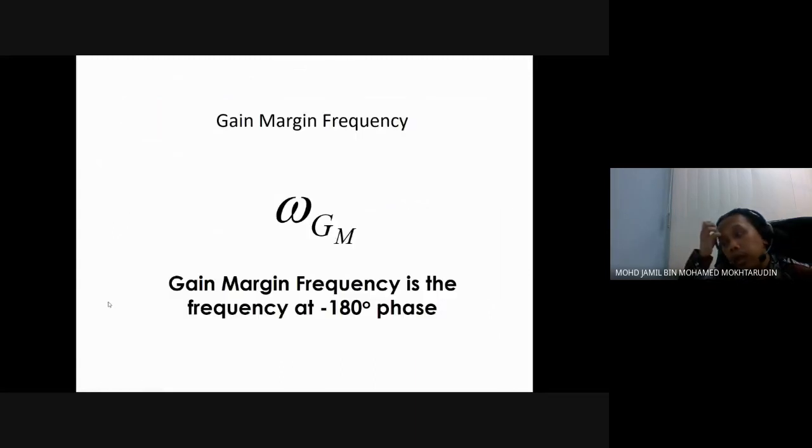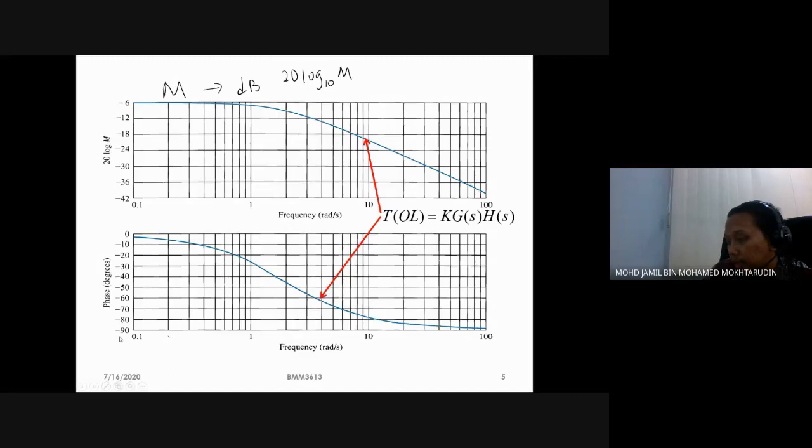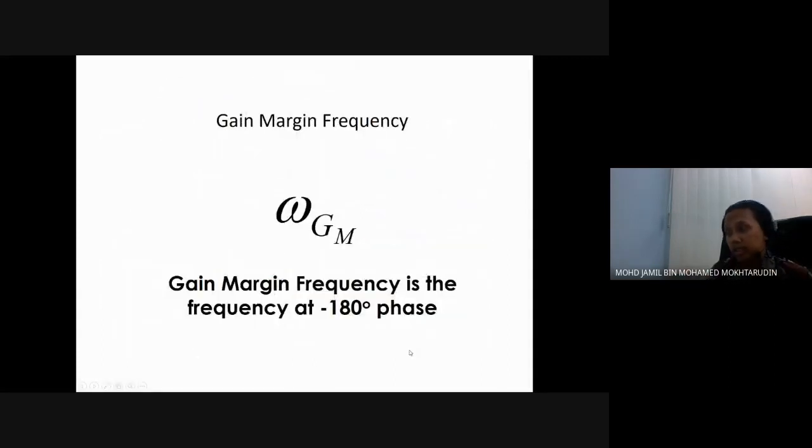Okay, so one of the parameters that you need to know in Bode plot is gain margin frequency. Gain margin frequency is the frequency at negative 180 degree phase. So when you look at a graph, when you have negative 180, the frequency where this graph intersects negative 180 is the gain margin frequency.